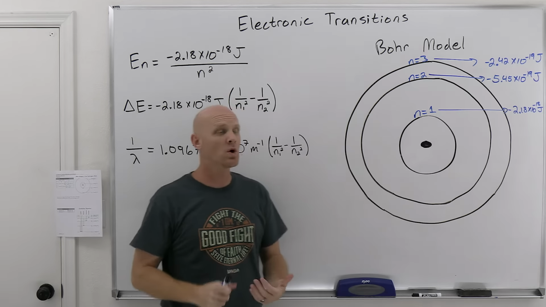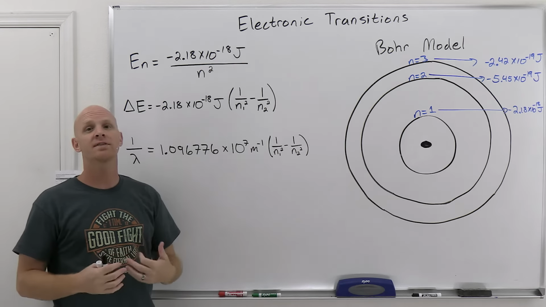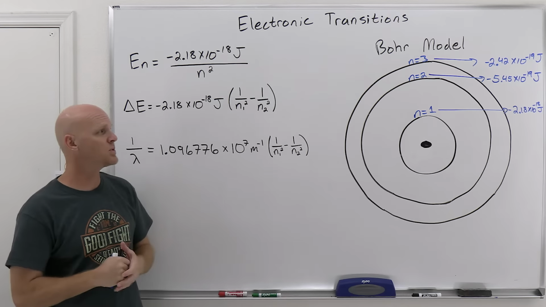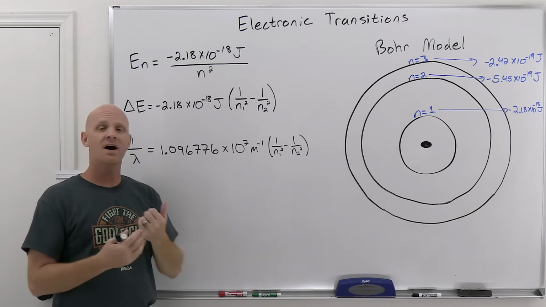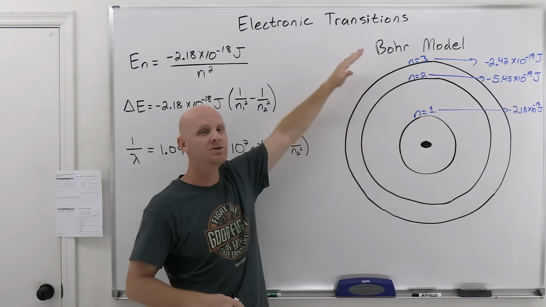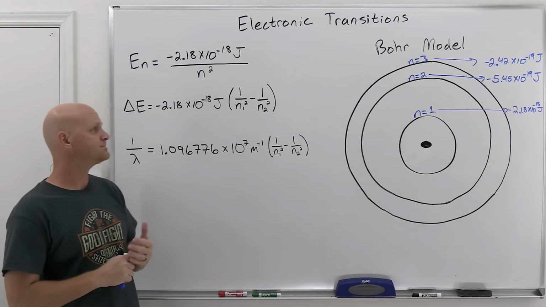And so for any orbit, you can use this lovely simple equation to calculate the energy of an electron that exists in that orbit according to Mr. Bohr. And you just got to plug in the appropriate number for n. So n equals 4, n equals 5, n equals 6, any possible value of n, you can plug it right in and get the energy of an electron in that orbit.